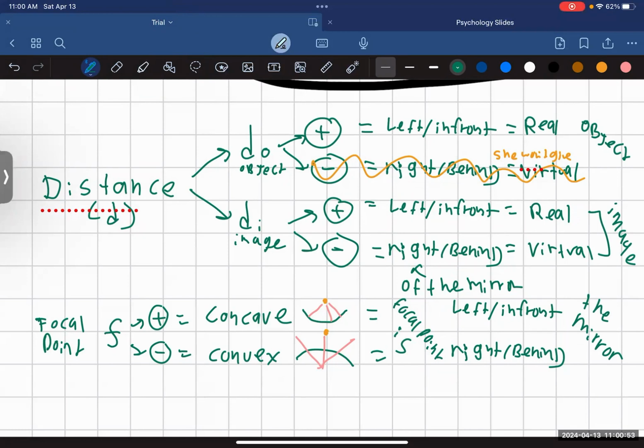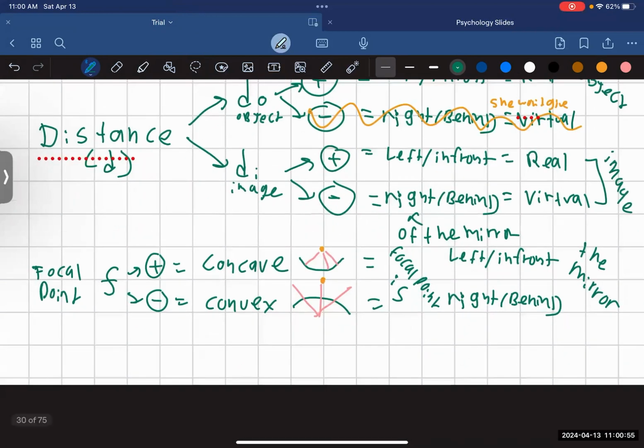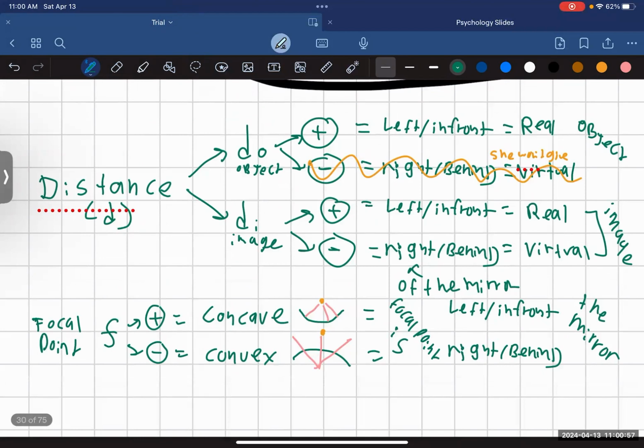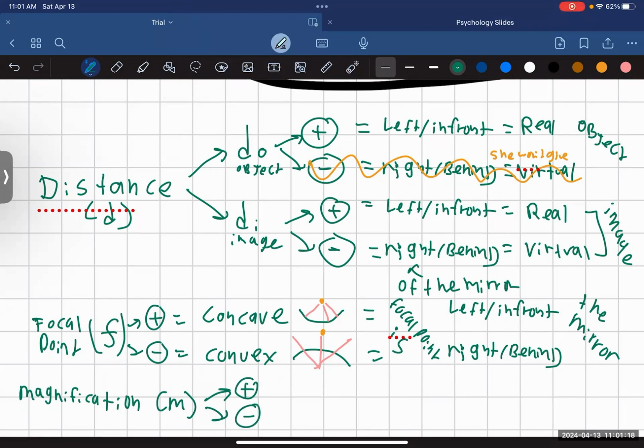And finally, you have your M. Does it have space on here? And squeeze it in. Which is, I believe, your magnification. So again, that can be positive or negative. If it's positive, then that means you have an upright image. If it's negative, that means you have an inverted image.